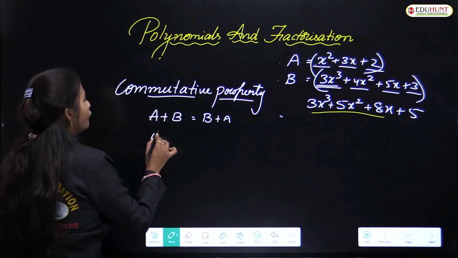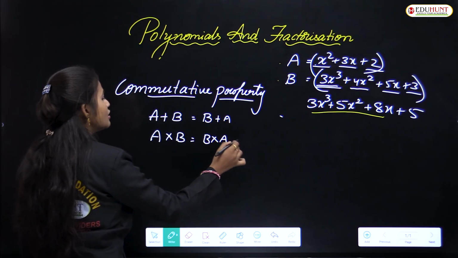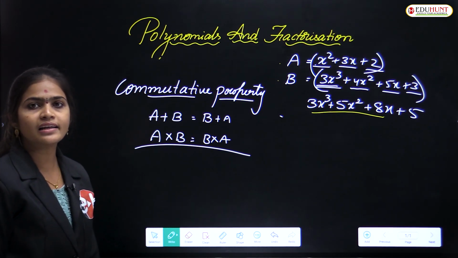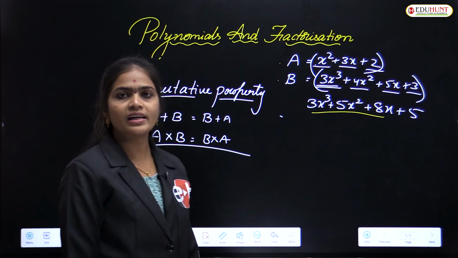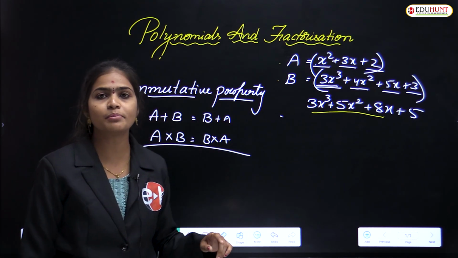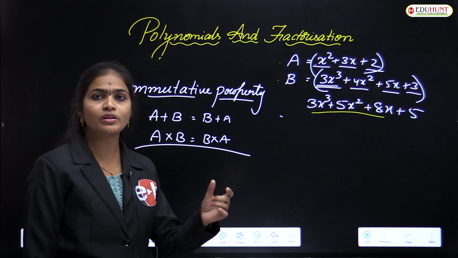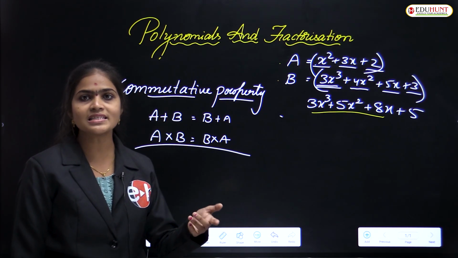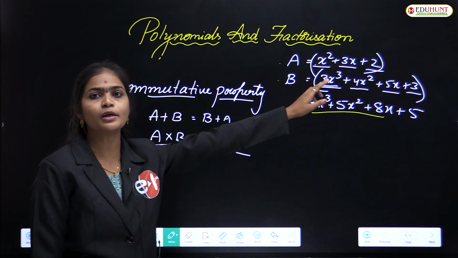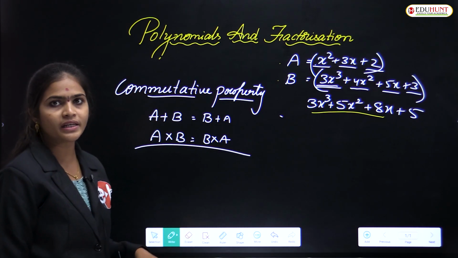Okay, so if you multiply any two polynomials in any order, then also you will get the same result only. So this is the commutative property. Already we discussed these properties in the first concept of number system, but in the number system we took numbers as examples. Here, in place of numbers, we have to take polynomials. Okay, so this is the commutative property.